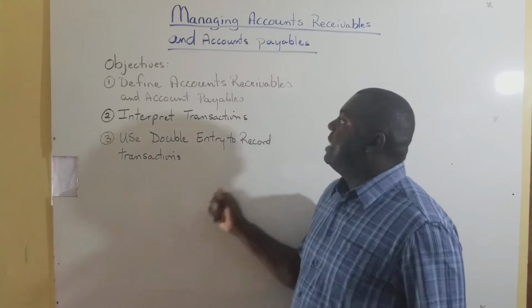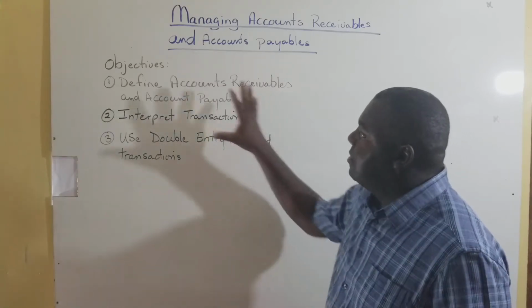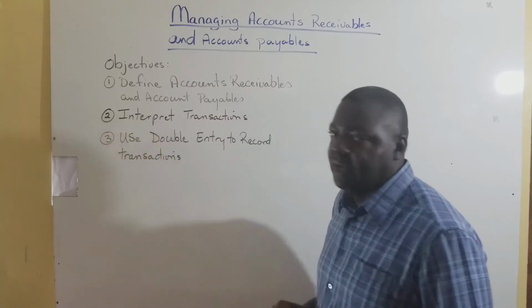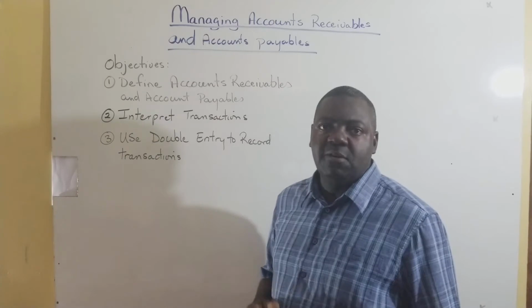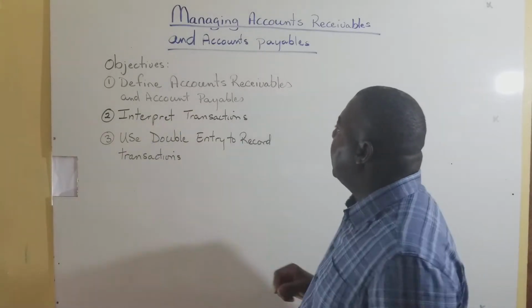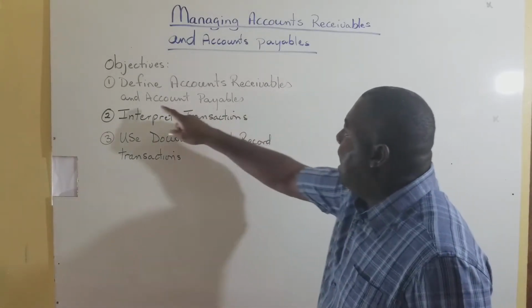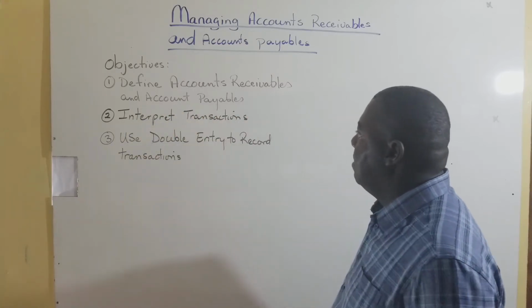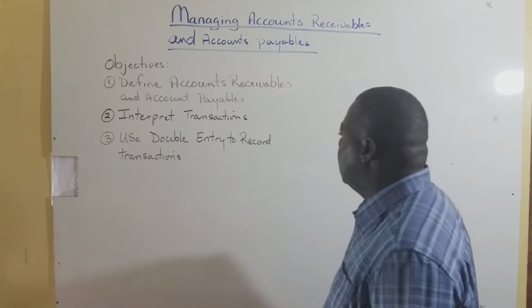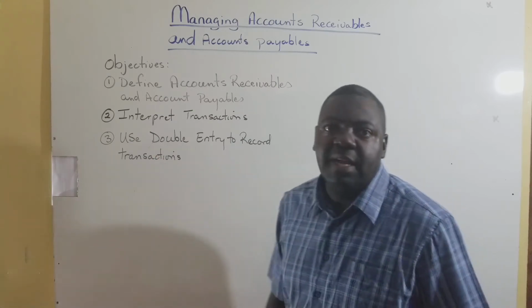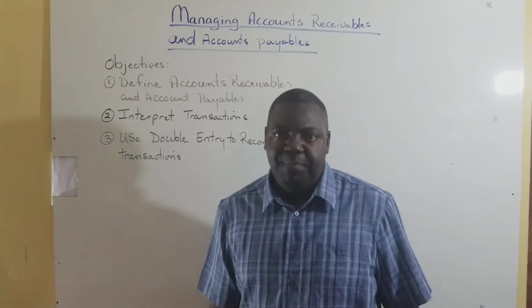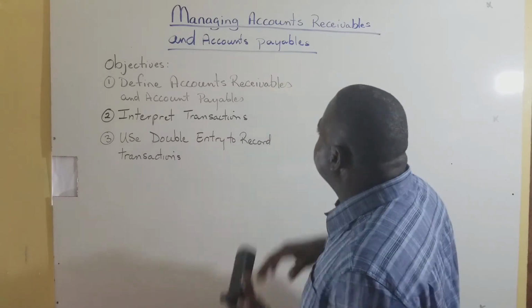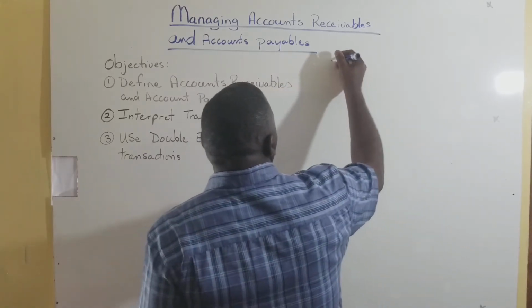To proceed with this lesson, we're going to be looking at these objectives. As per usual, we like to be guided by a set of objectives to lead our discourse. So we want to define accounts receivable and accounts payable, interpret transactions relating to accounts receivable and payable, and use double entry to record transactions relating to accounts receivables and payables. So let's begin. So what then is accounts receivable?